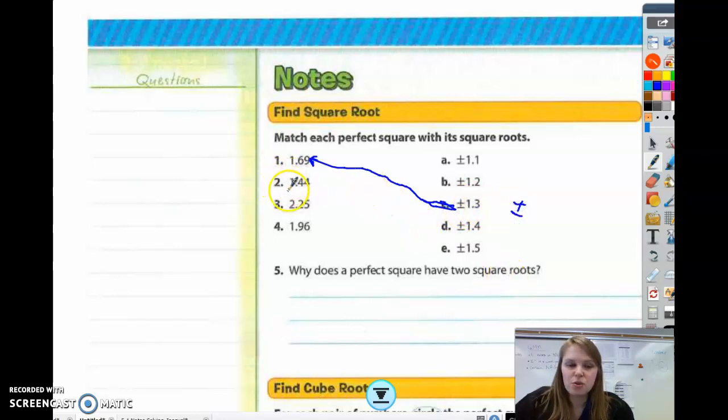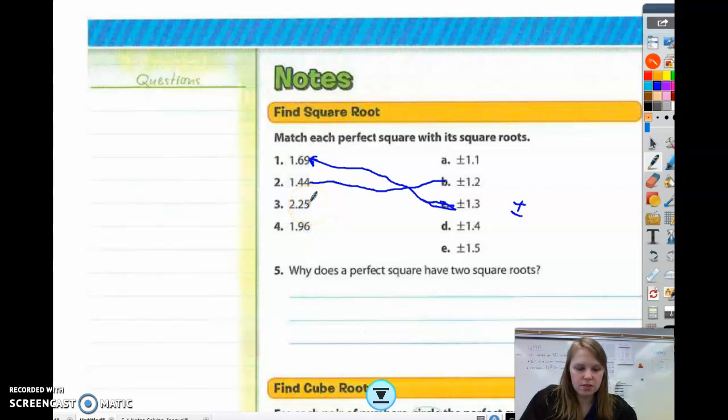Let's do another one. So we're going to type into our calculator square root 1.44. What do we get? I get 1.2. Again, this could be positive or negative. Pause right here. See if you can do the next two. When you're ready, hit play.